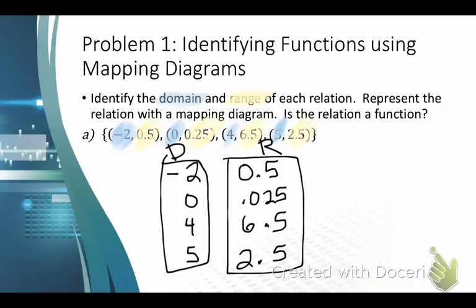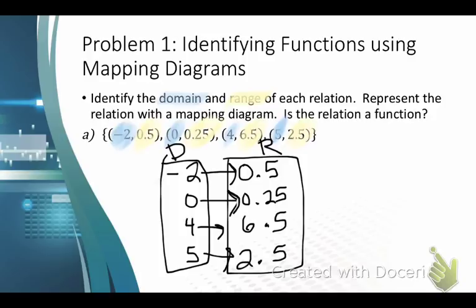Then I need to actually do the mapping diagram. What I have listed here is already the beginning of my mapping diagram. My mapping diagram is a way to show which range each domain is paired with. So the domain of -2 is paired with 0.5. 0 is paired with 0.25. I apologize for my error there in my writing. 4 is paired with 6.5, and 5 is paired with 2.5. Okay, so here I have a mapping diagram.